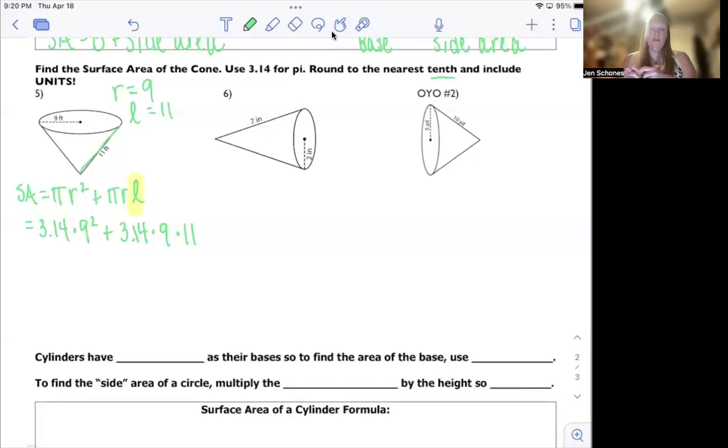Now I'm going to simplify this part. I know 9 times 9 is 81. So I'm going to do 81 times 3.14. And I get 254.34. Don't round to the nearest tenth until the very end. Then on my calculator, I'm going to type in 3.14 times 9 times 11. And I get 310.86.